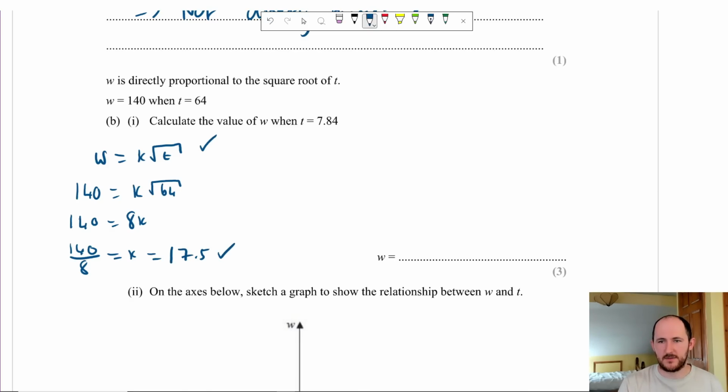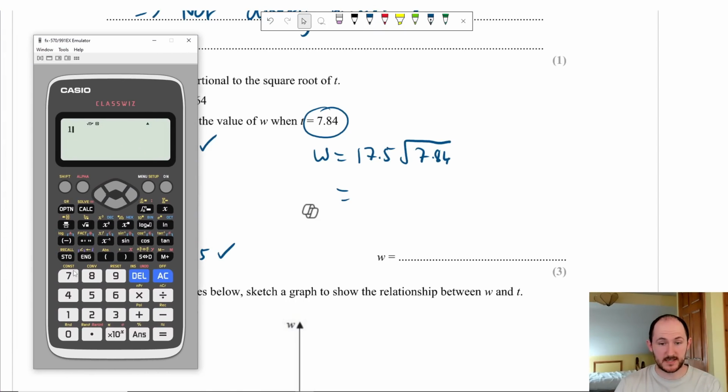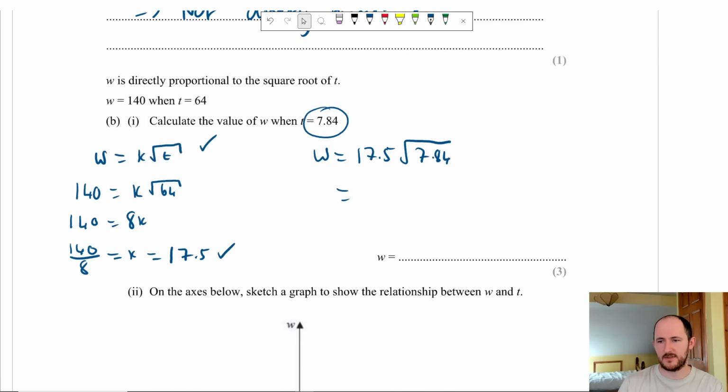And for the last mark, it's for working out W when you get the value. So W equals 17.5 times the square root of 7.84. And that's it. 3 marks. Really nice. I love proportionality questions like this, because 3 marks is a lot. It's quite a bit. And it's honestly not that bad. I think that anyone can really do it. Oh, 49. Look at that. How nice. 49. Very nice.